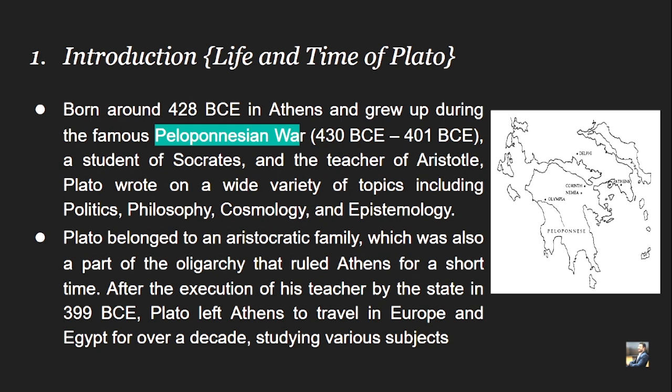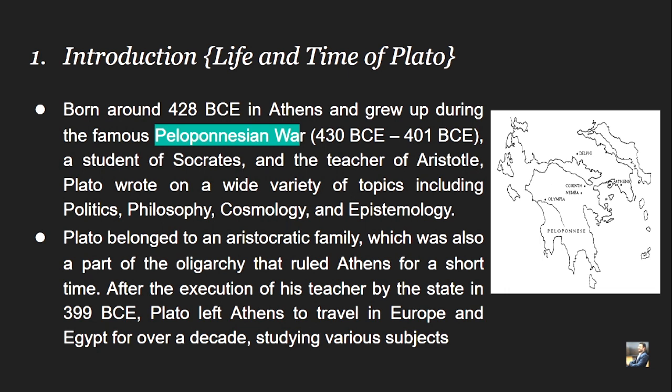Plato belonged to an aristocratic family, which was also a part of the oligarchy that ruled Athens for a short time. So before the Peloponnesian War, there was an oligarchy, an aristocratic family, which was ruling Athens. Plato belonged to one of the families of that aristocracy.